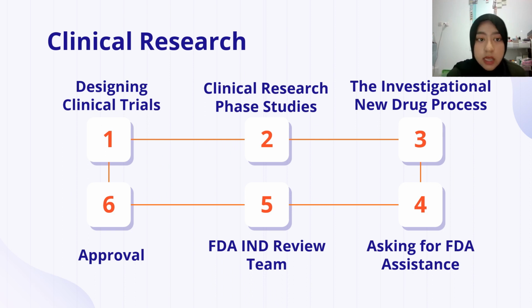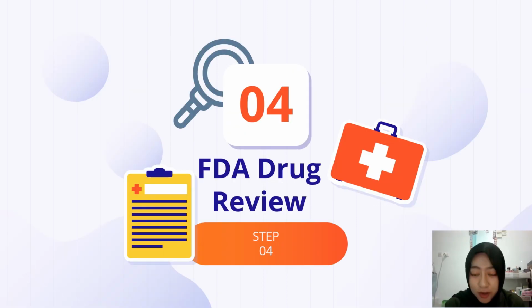First, designing clinical trials. Second, clinical research phase studies. Third, the investigational new drug process. Fourth, asking for FDA assistance. Fifth, FDA IND review team. And sixth, approval. Let's now move on and take a look at step 4, FDA drug review.